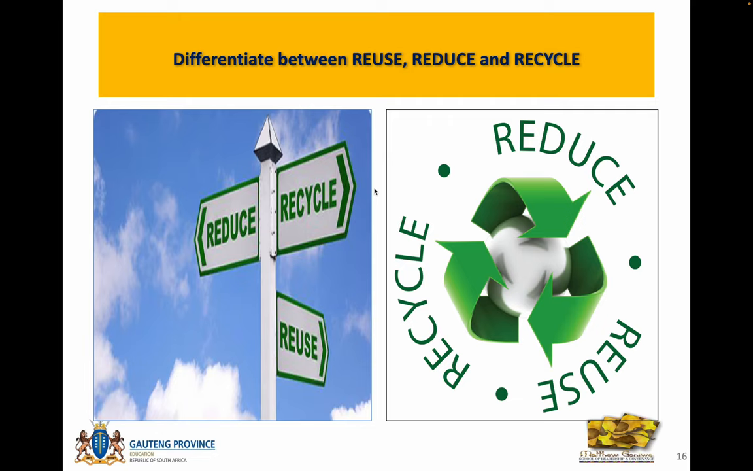Okay, so on the environmental pillar, you need to be able to understand these terms and differentiate between them: reduce, reuse and recycling. We need to understand what these terms mean, because they will show up. These terms fall under the same category in the environmental pillar. So when we say reduce, what are we saying? When we say recycling, what are we saying?